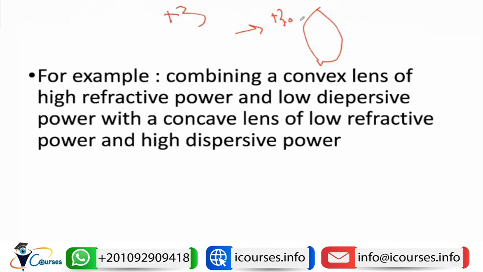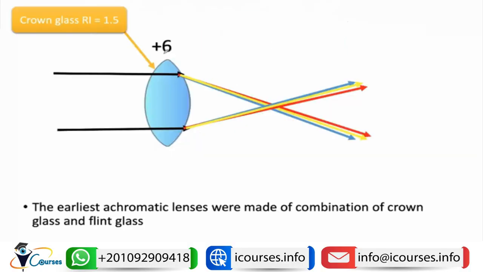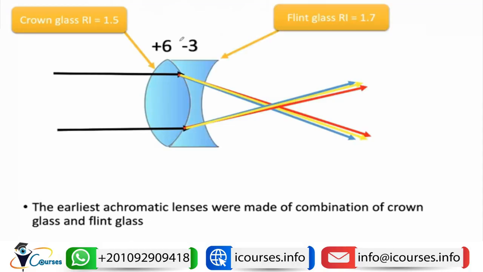Instead, we can use what is called an achromatic lens. We can combine a convex lens of high refractive power and low dispersive power, and a concave lens of low refractive power and high dispersive power. So for this example, instead of using a spherical lens of +3, we can use a lens of +6 combined with a minus lens of -3.